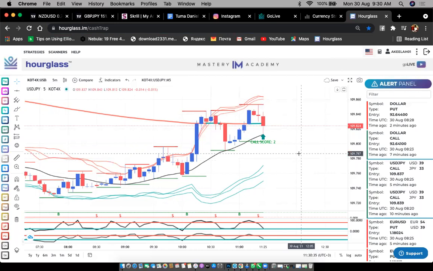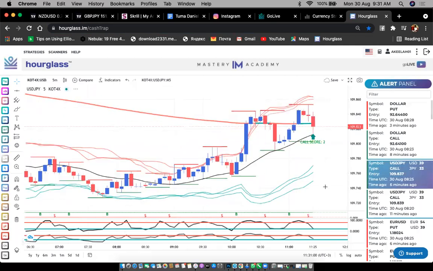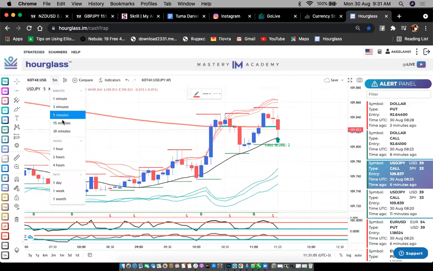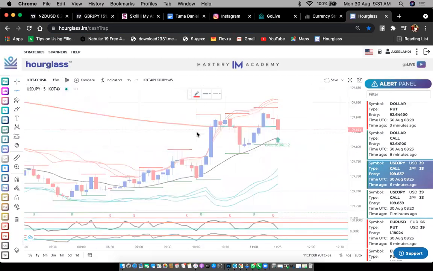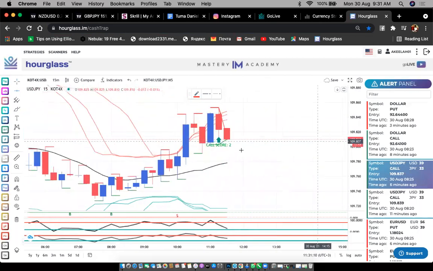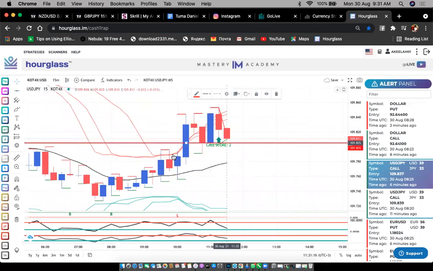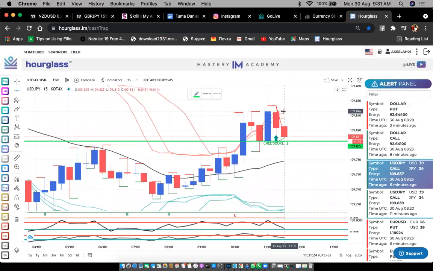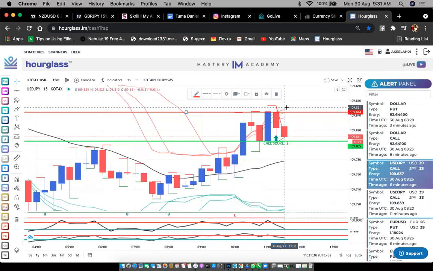Okay, but first of all, I want you to gain this. When you come to Cashtrap and you have decided I want to trade USDJPY, you click on USDJPY, you go to your horizontal and change your chart to 15 minutes. Once you have changed it to 15 minutes, take your horizontal line to look for support. Once you see support, change the line to green. Okay? And look for resistance. When you see resistance, you put it there.